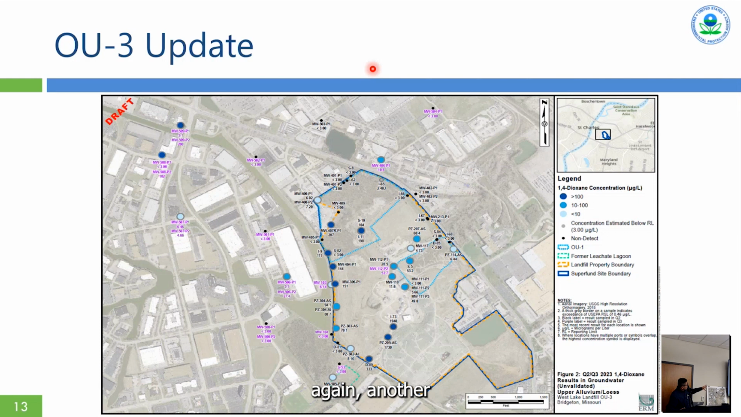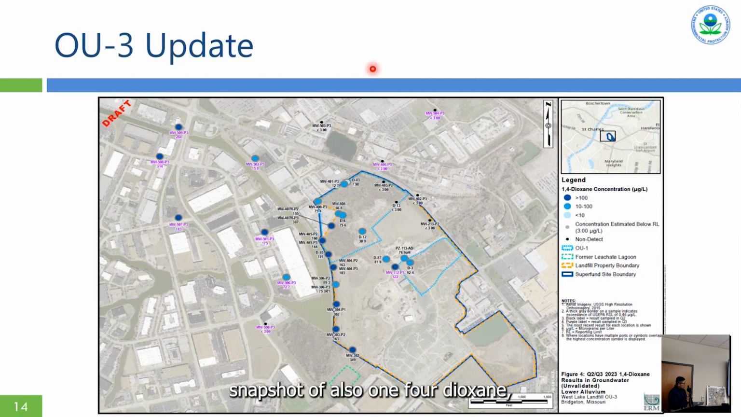Again, another snapshot of also 1,4-dioxane, but it's for a slightly deeper unit. It's still in the sand and gravel in the alluvium, but this is for the lower part of the alluvium, that part of the sand and gravel that occurs right above bedrock. So you see a similar sort of thing. You see at the perimeter, at the western edge, some of the higher concentrations. And then, as you can see, stepping out off-site, there are some impacts there as well.